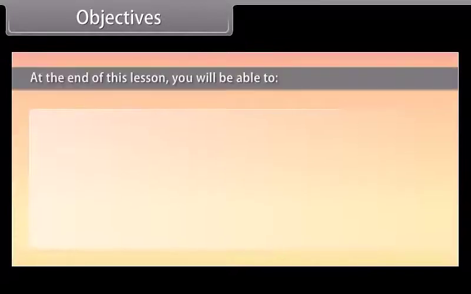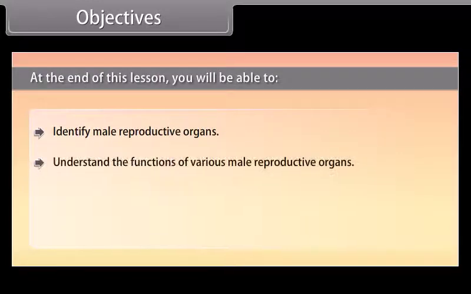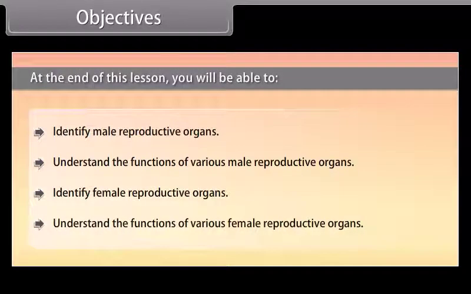Objectives. At the end of this lesson, you'll be able to identify male reproductive organs, understand the functions of various male reproductive organs, identify female reproductive organs, and understand the functions of various female reproductive organs.